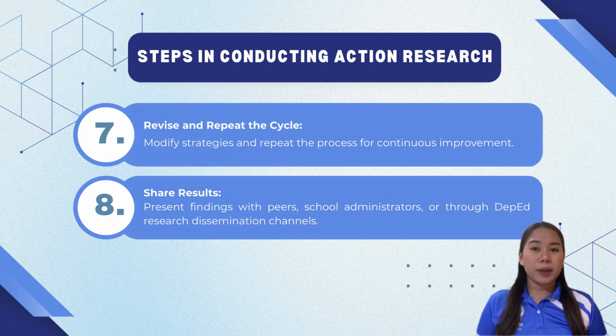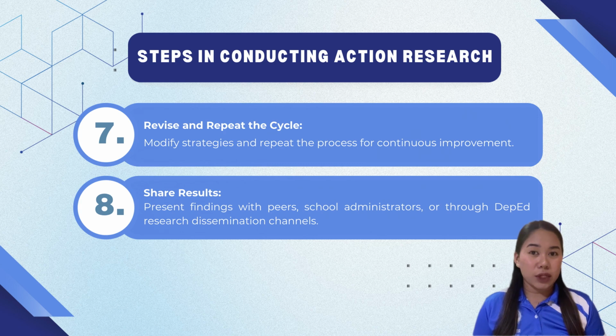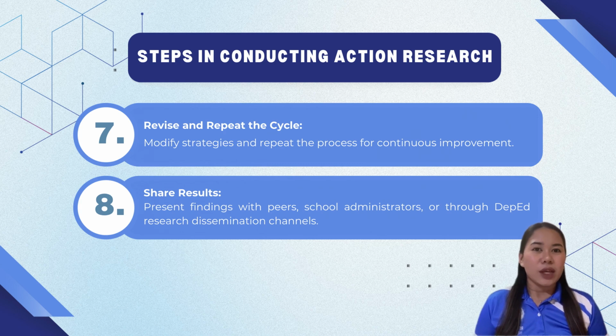These steps form a cycle. First, you notice a problem like students being late in submitting assignments. Then, you study what others have tried. Plan your own strategy and test it. You gather data to see what happens, reflect, and improve your approach. Finally, you share your findings so others can learn too.